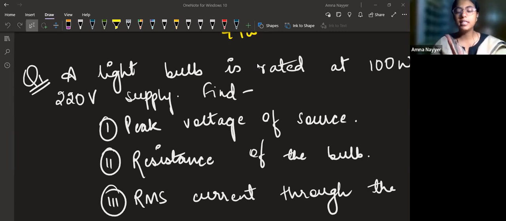All right, so power is given as 100 watt, 220 volt is the supply, that is the ERMS value. Calculate the peak voltage, that is E naught, the resistance of the bulb, and the RMS current through the circuit. Quickly note this question. It's a very direct question. ERMS is there.